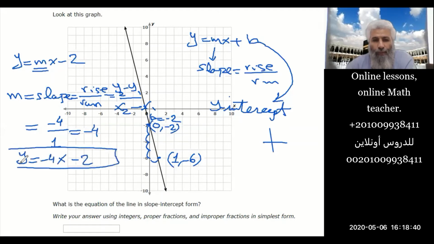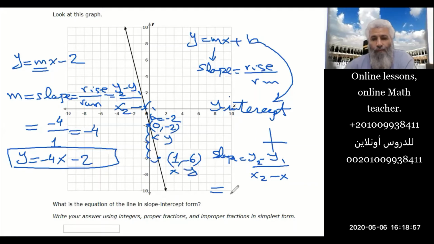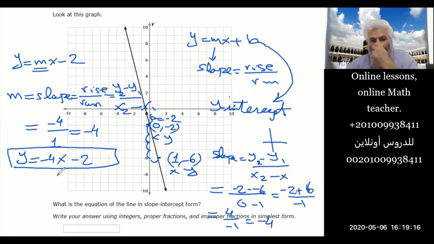This is our equation. If I want to calculate the slope from this form, slope equals y2 minus y1 divided by x2 minus x1. Now, I have here x, y, and this is x, y. I will make -2 minus -6 divided by 0 minus 1. -2 plus 6 divided by -1. This is 4 divided by -1, which is -4. Again, it is the same result.